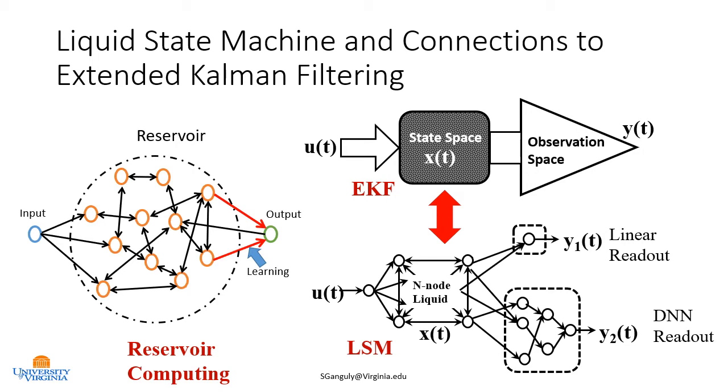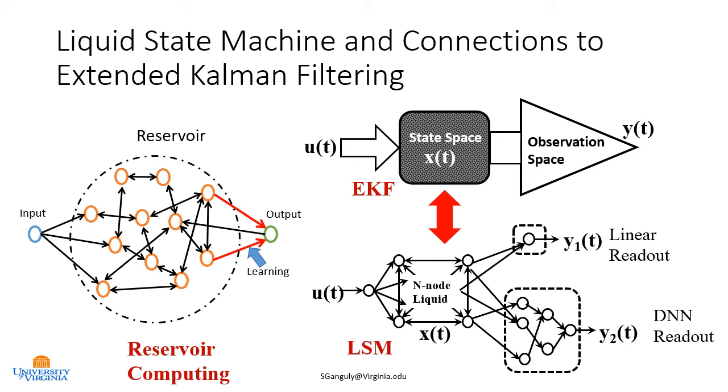You put a signal onto the dynamical state space, and you make an observation space. You observe this state space and you make an inference out of it. You can do the same thing with an LSM: you can have this n-node liquid or a reservoir, a signal comes in, and you can do a linear readout or a DNN readout. So they have very similar structure.